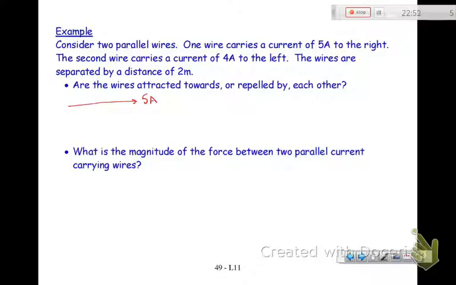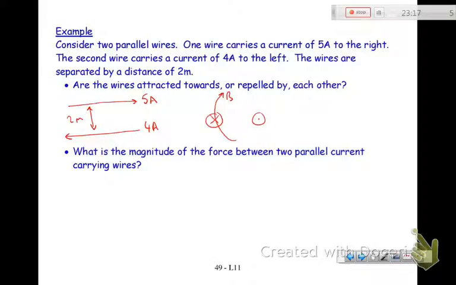The second wire carries 4 amps to the left, separated by 2 meters. Are the wires attracted towards or repelled from each other? I'm going to draw it from the end. That one is going away from me, and that one is coming towards me. So I do my corkscrew rule, and that one goes in that direction.